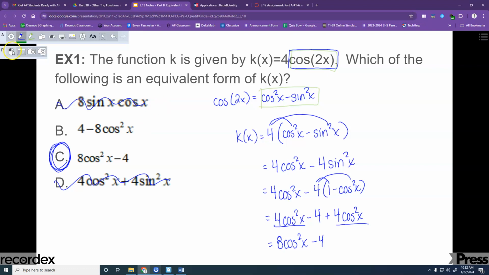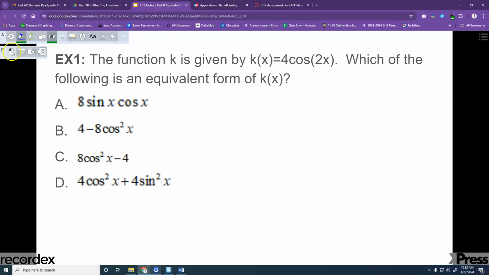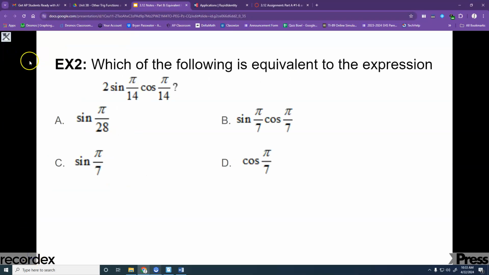All right. So it's a lot like what we were doing on Friday. It's just we're throwing another identity in there that we know. Let's get rid of that. Let's go to the next slide.